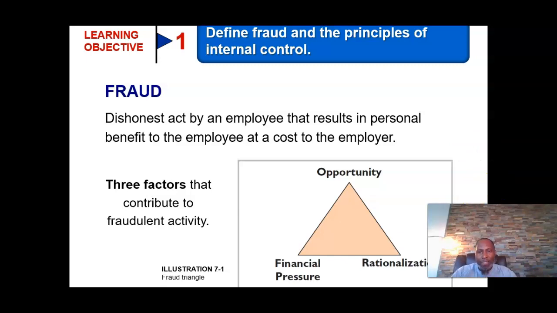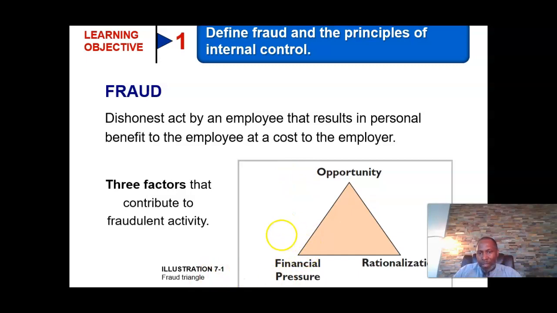Now, there are certain factors that lead to fraud. Those three factors are opportunity, financial pressure, and rationalization. Sometimes when fraud is committed, people say, wow, I never thought that he or she would do something like that. Often people commit fraud because of financial pressure. Perhaps they're having a problem paying their bills, and they see fraud as an opportunity to get the financing needed to take care of their personal obligations.